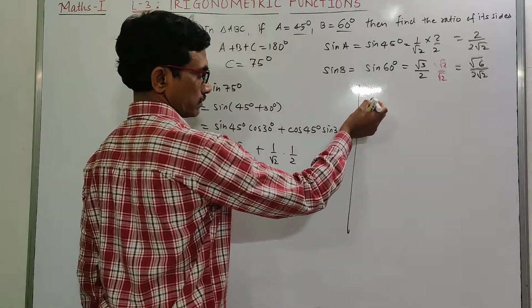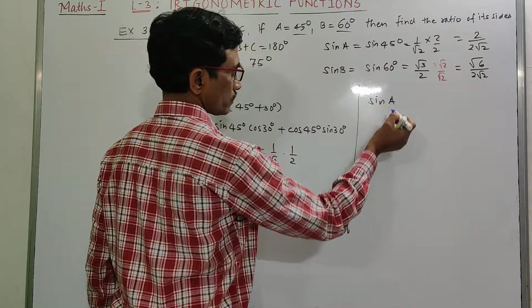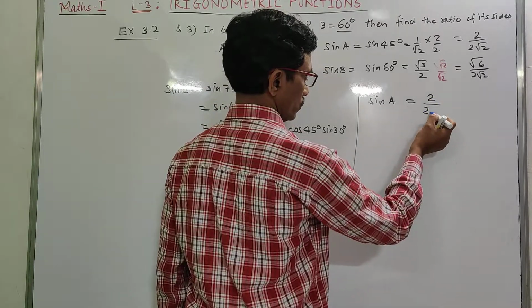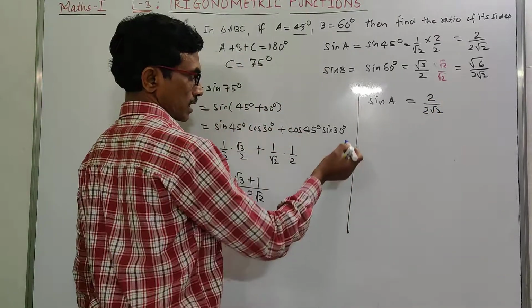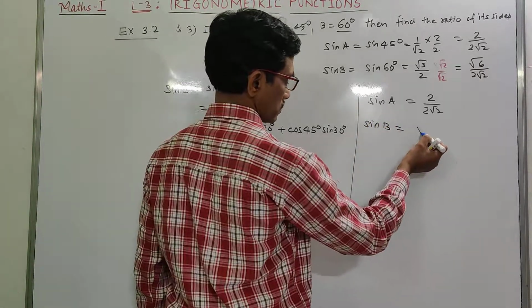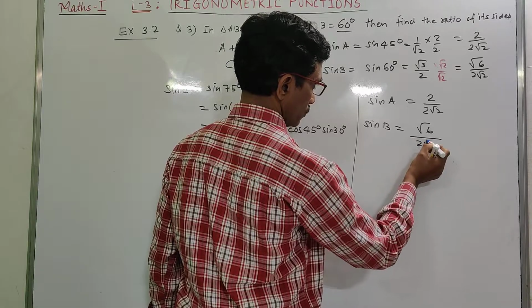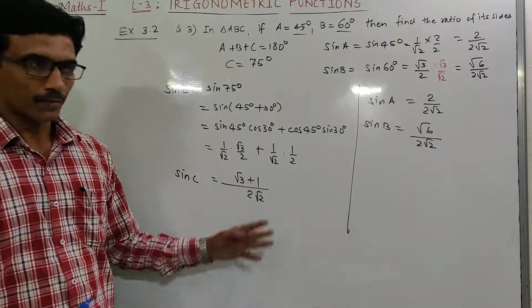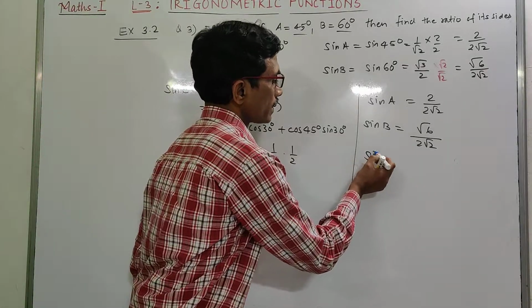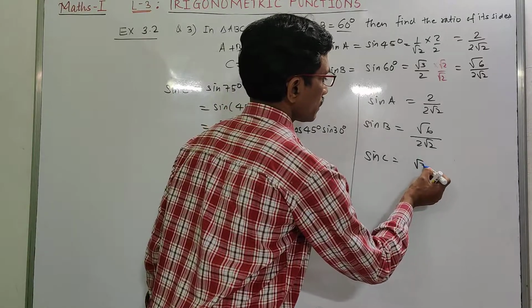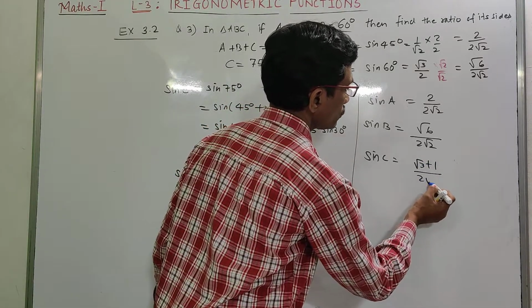Sine A is equal to 2 upon 2 root 2. Sine B is equal to root 6 upon 2 root 2. So all these denominators we are making the same. Sine C is equal to root 3 plus 1 upon 2 root 2.